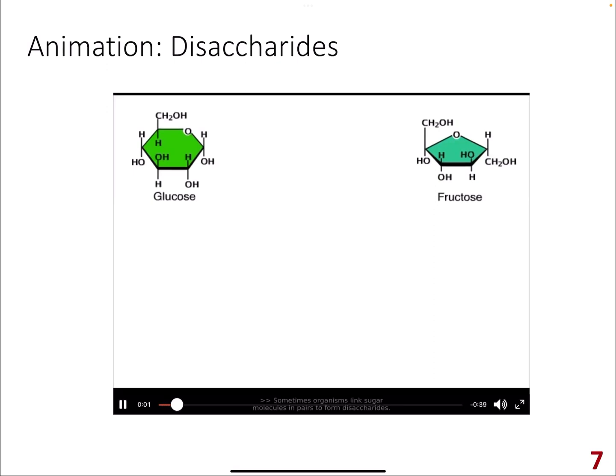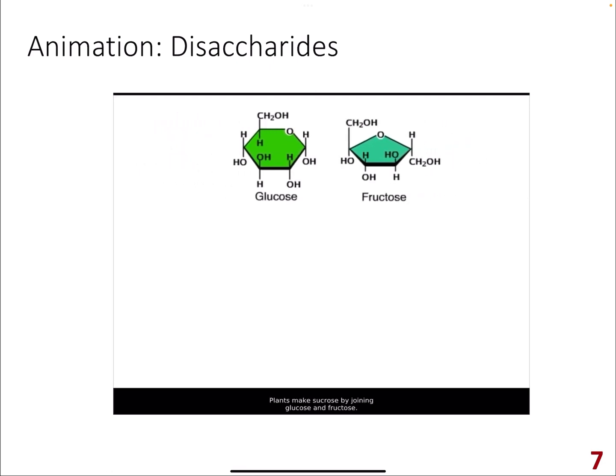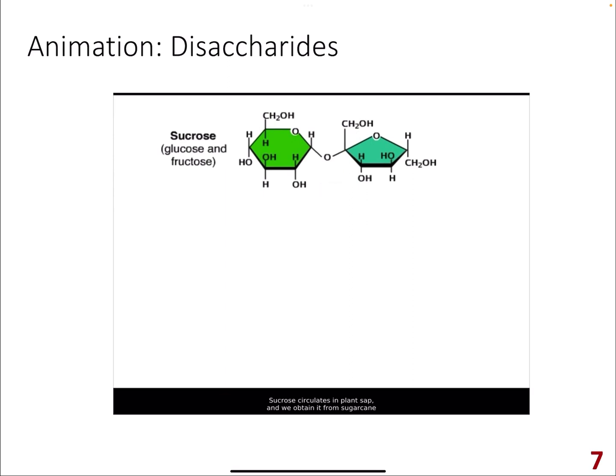Sometimes organisms link sugar molecules in pairs to form disaccharides. Here are several examples. Plants make sucrose by dehydration synthesis, joining glucose and fructose. Sucrose circulates in plant sap, and we obtain it from sugarcane and sugar beets and use it as table sugar.